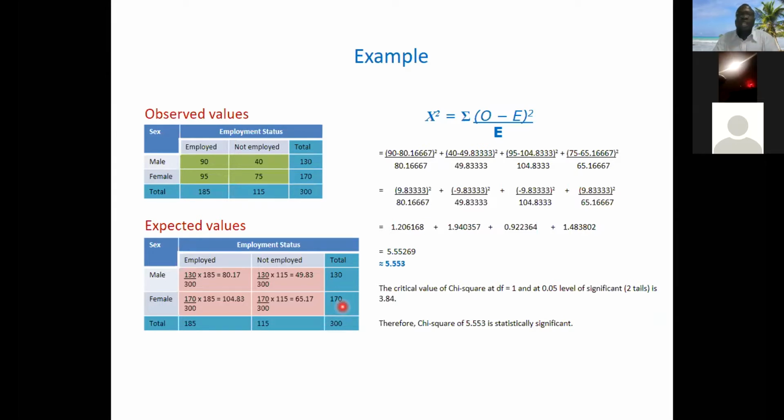If you do the same thing for the people that are not employed, it's going to be the same. There should be equal proportions between male and female employed, and equal proportions between male and female not employed. Then you can confidently say that employment has nothing to do with sex. There's no association between employment and sex, no difference in the employment rate between male and female. That is the null hypothesis.